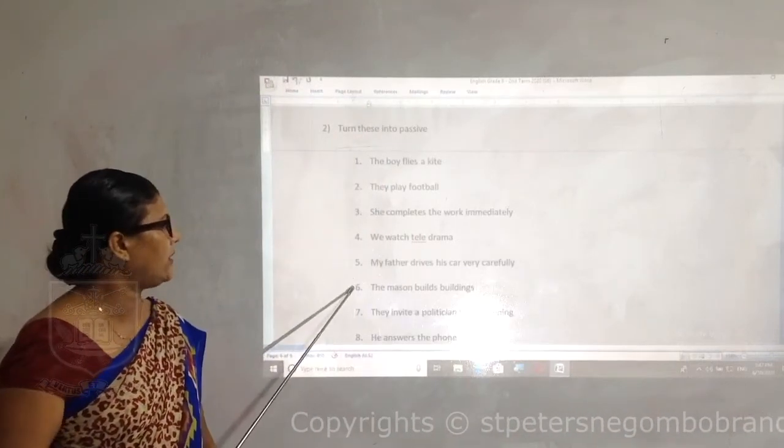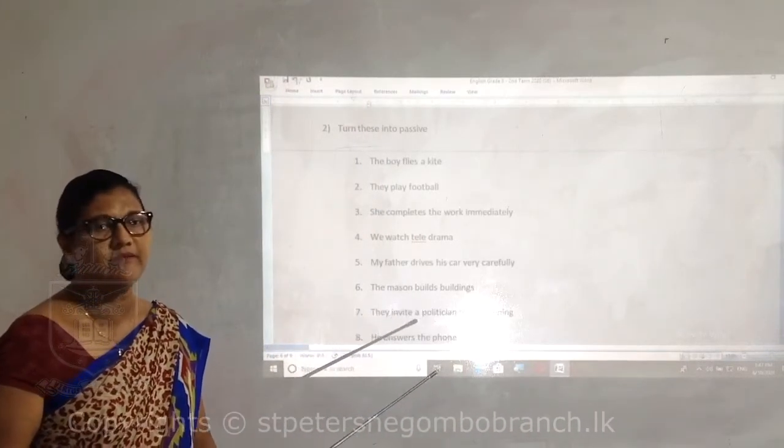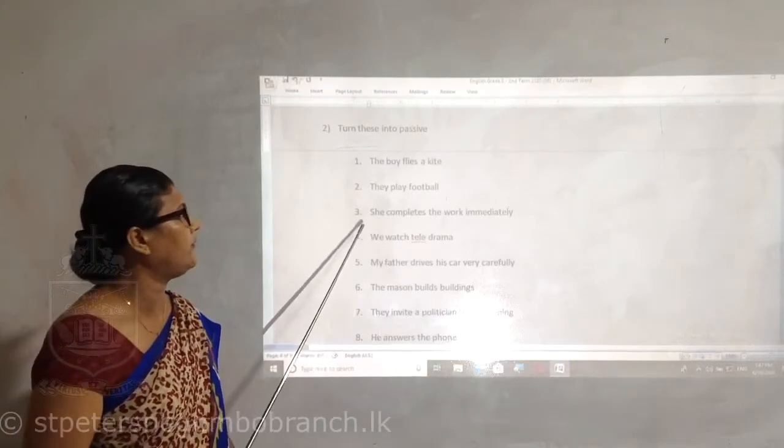Now the second activity: turn these into passive. You have to turn all these sentences into passive. I will just help you with a few.